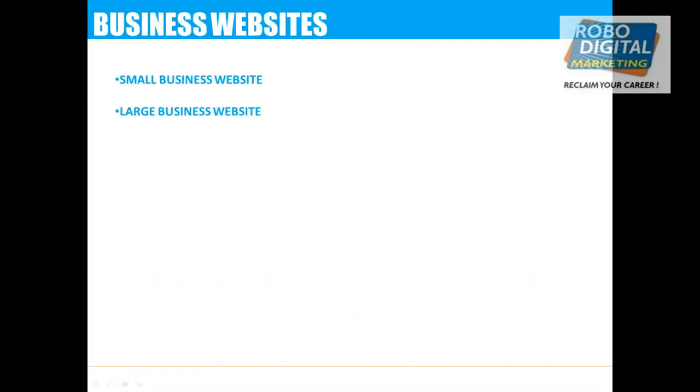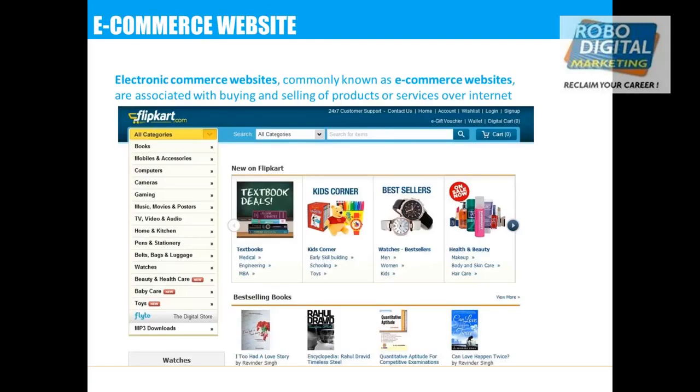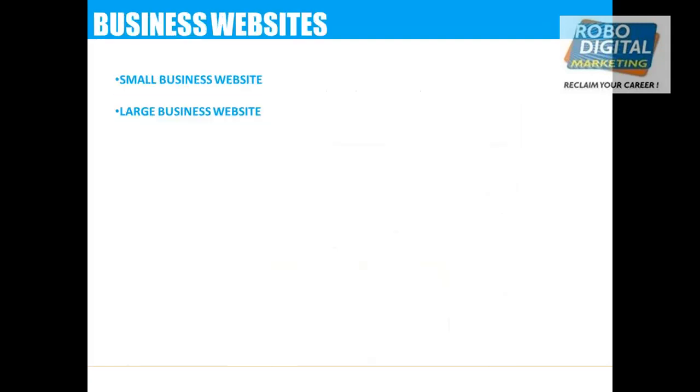The third type is small business website and large business website. What is a small business website? The website which has limited functionality. Large business websites are generally the websites which have a lot of functionalities.